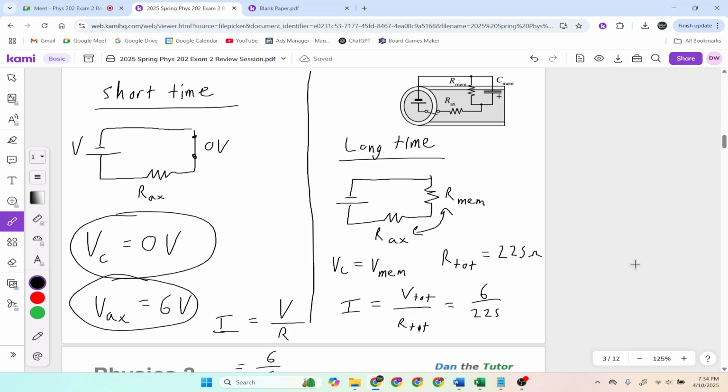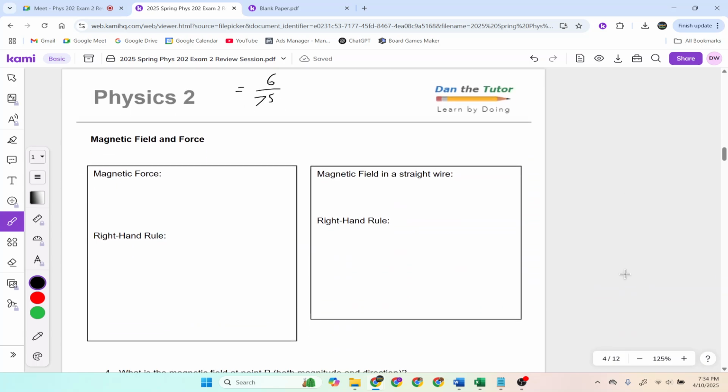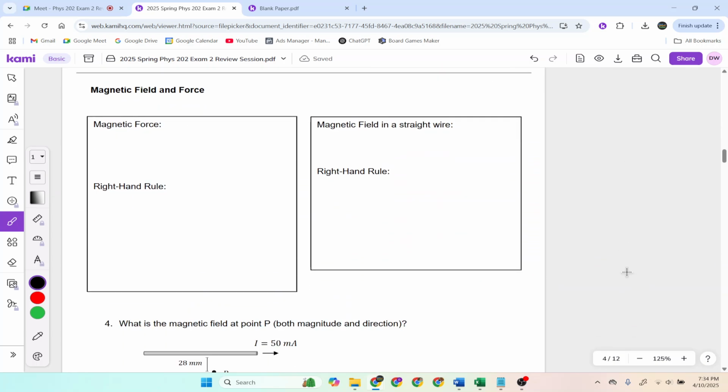Yep, no problem. So that's it for the first section of the test with everything circuits related. Now, circuits are gone for good until maybe the final. I forget if it's cumulative or not. But regardless, we have something very fun, magnetic fields and magnetic forces.